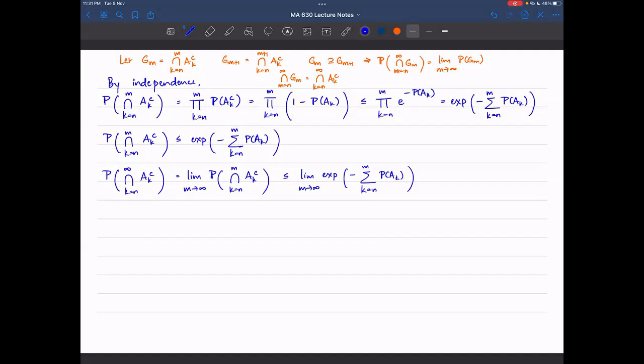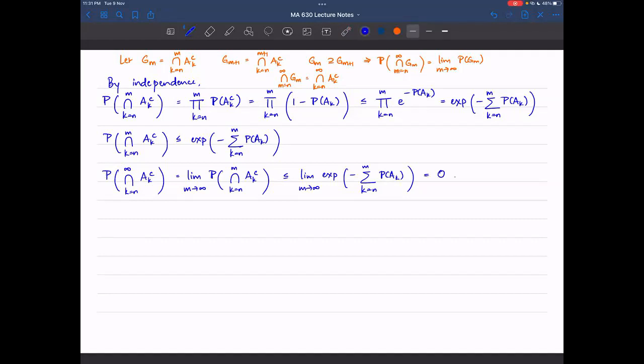And now, wait a minute, once again. Here I'm taking the limit as m goes to infinity of e to the minus something. Now, as m goes to infinity, that something goes to infinity. In other words, I basically get something that looks like e to the minus infinity, which is, of course, 0. And so this limit is 0.